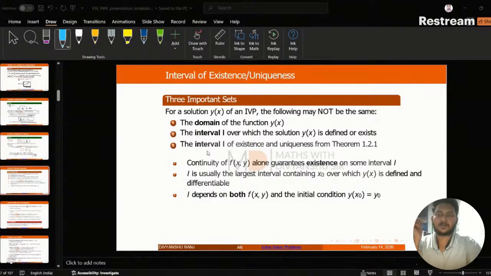So I have one more problem, based on the uniqueness of solution of a differential equation.